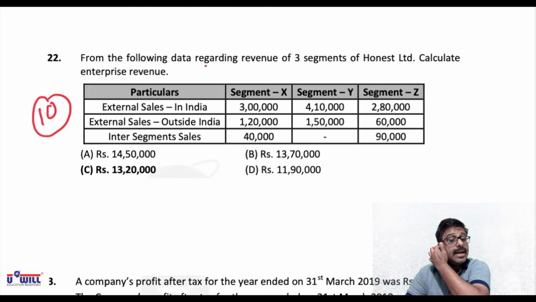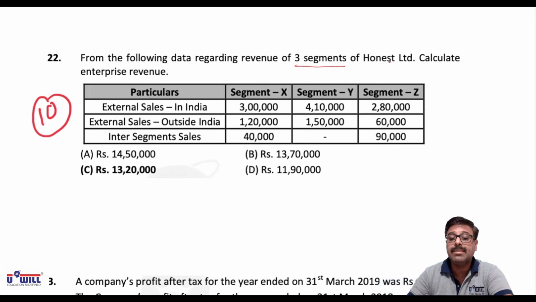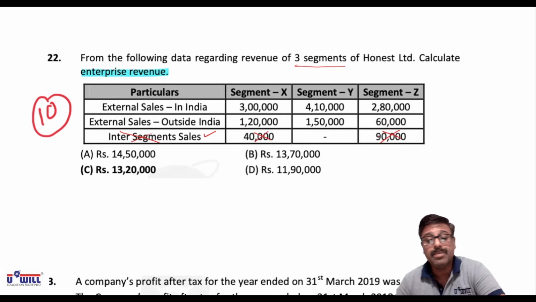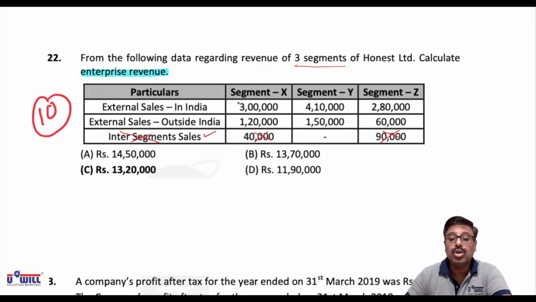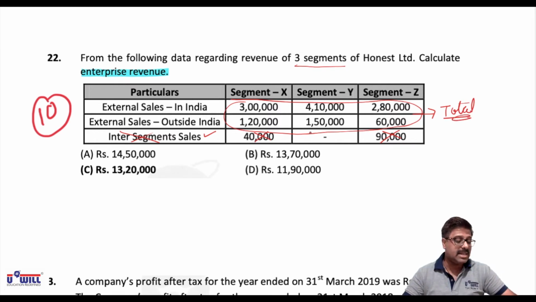From the following data regarding revenue of 3 segments of Honest Limited, calculate enterprise revenue. Now see, when we count enterprise revenue, if you remember the segment report which we used to make, we used to count the total revenue and eliminate the inter-segment revenue. Inter-segment sales we used to eliminate. So just ignore this. Rest of all is enterprise revenue because that you earn from outside people. Just do the total of all these, because inter-segment sales is not earned from outside customers.